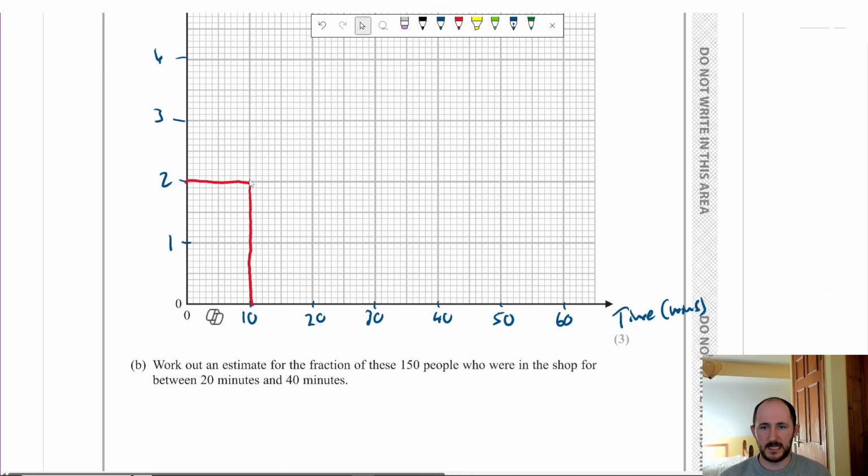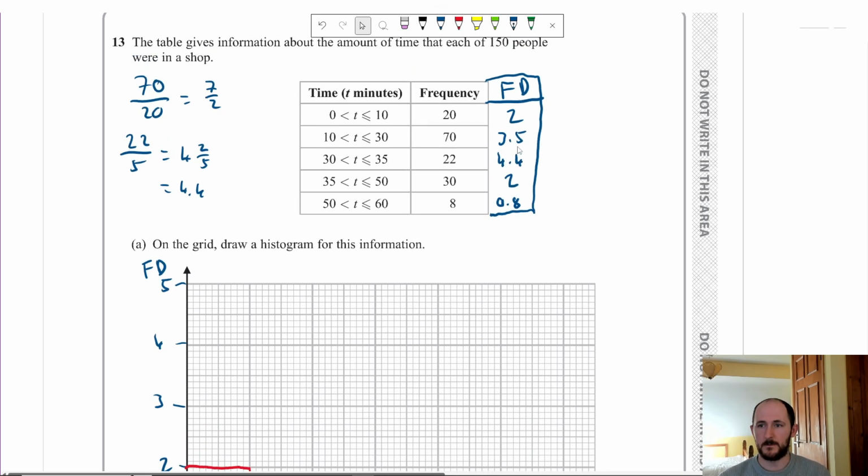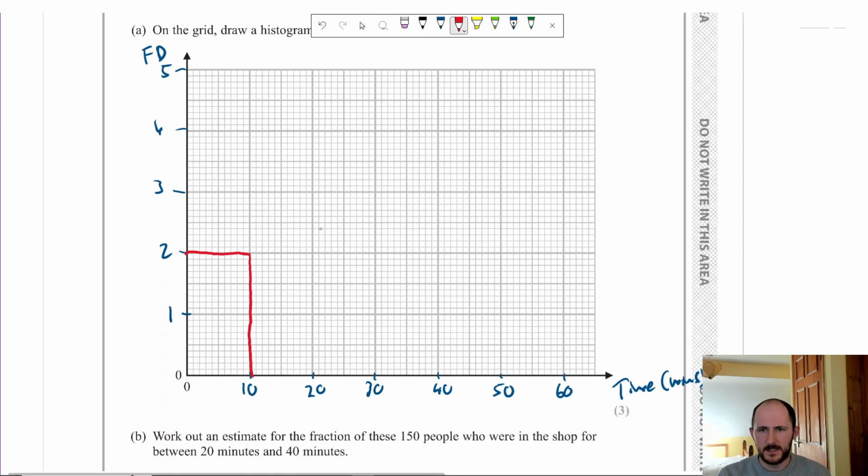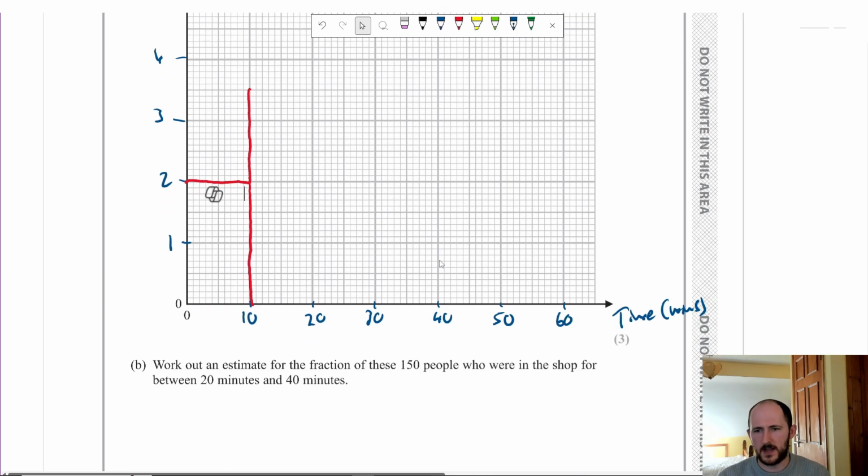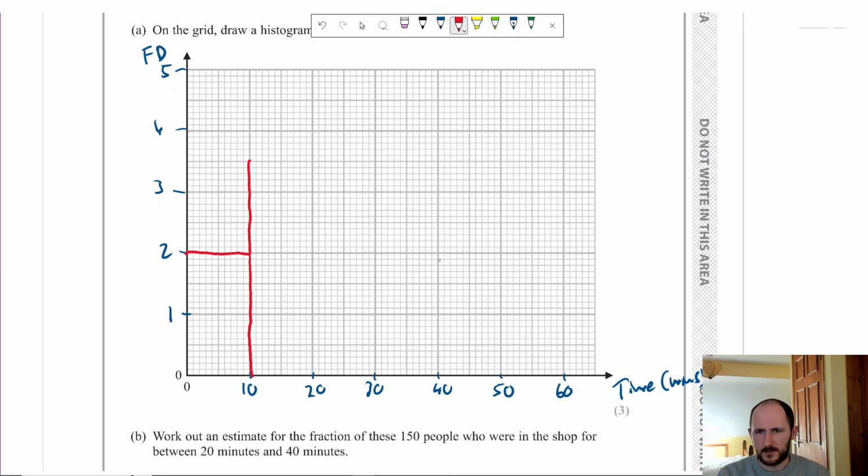Then the next one's 10 to 30. So remember, you're continuing from this bar. You're not leaving a gap. It's from 10, so it's on this bar. Then that's 3.5. So that's all the way up here. What does that go up to again? 30. Alright, so that goes along. Then it goes down.